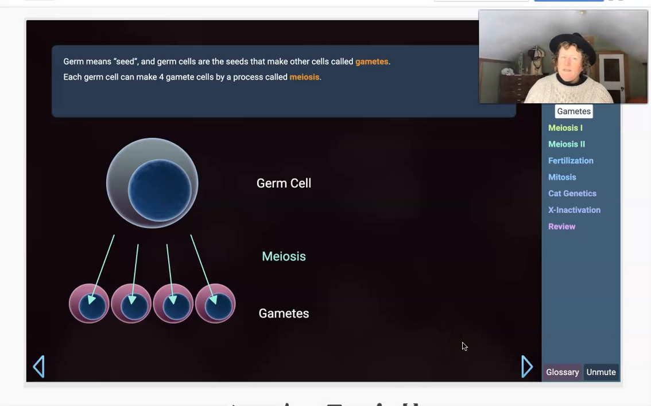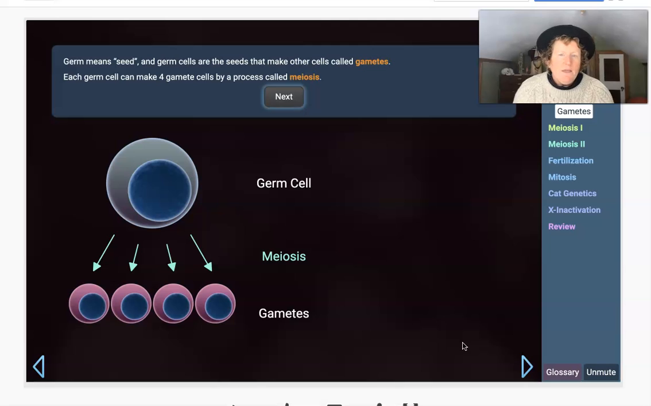Germ means seed, and germ cells are the seeds that make other cells called gametes. Gametes are eggs and sperm in vertebrate animals. Each germ cell can make 4 gametes by a process called meiosis. Plants also do meiosis. Their germ cells are a little bit different, but the ideas are much the same.